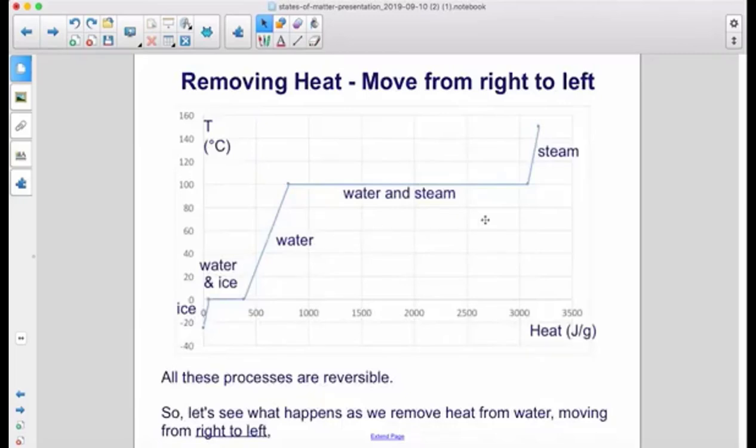All these processes are reversible. So let's see what happens as we remove heat from water, moving from right to left.